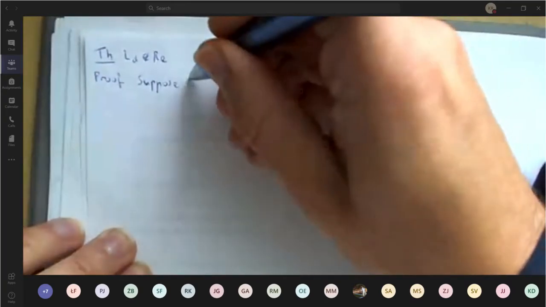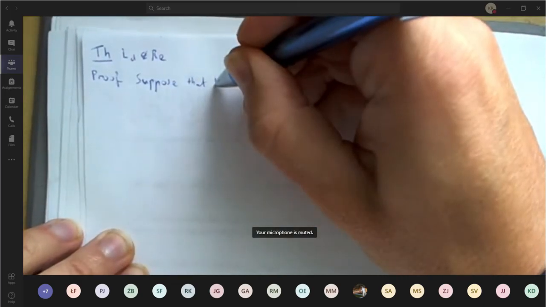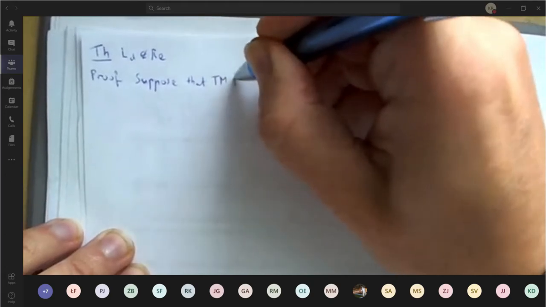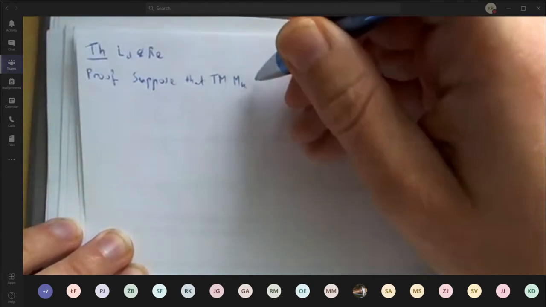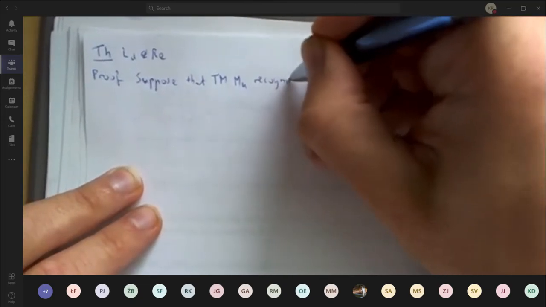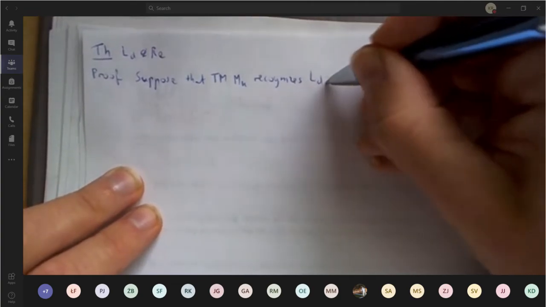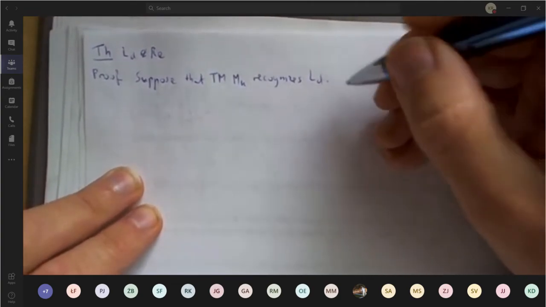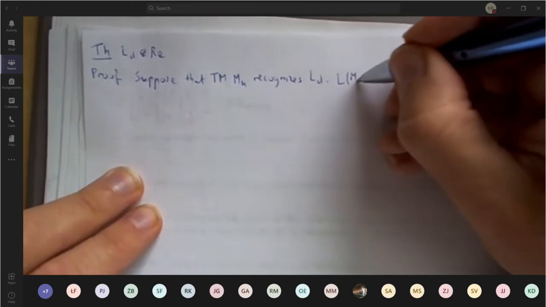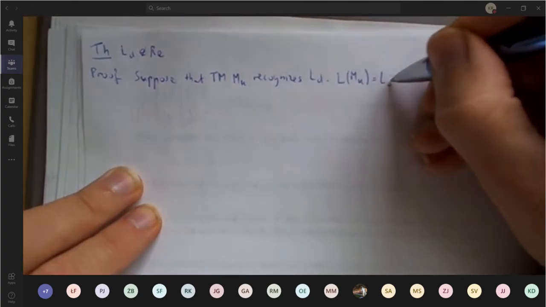So suppose that Turing machine MK recognizes the diagonal language. So in other words, the language of MK is LD.